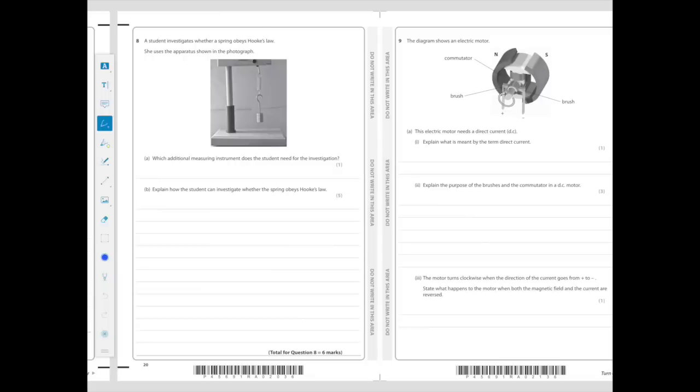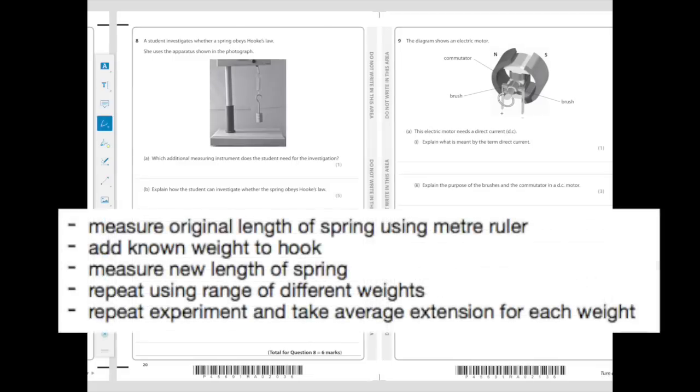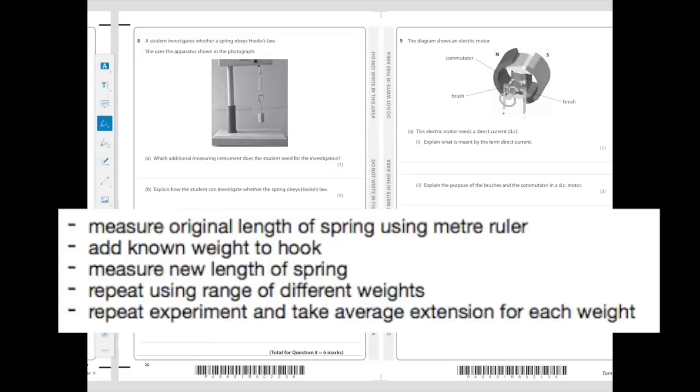So we're basically looking for experimental details on what they're going to do. First of all, you want to measure the original length of the spring using that meter ruler, and then we're going to add a known weight to that hook and measure the new length of the spring. And then we just repeat the process using a range of different weights. So we could go up to 20 newtons, 30 newtons, 40 newtons, or we could repeat at each weight, because remember, repeating and calculating an average is really important, and that's worth a mark for just pointing out that particular experimental detail.